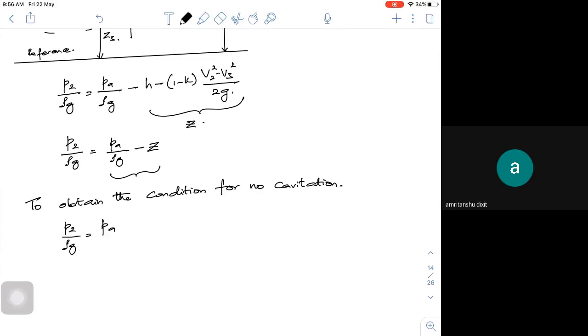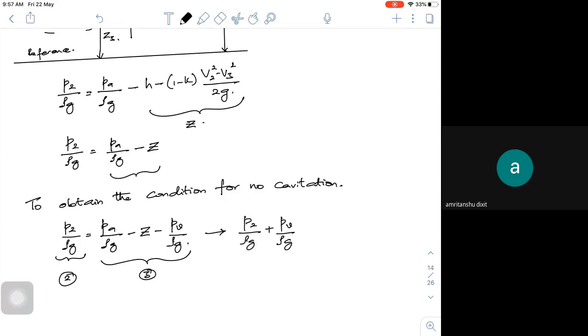this P2 by rho g is as it is, PA by rho g minus Z. I need to ensure that this particular thing is maintained at 3. Only that condition will lead to it. That is, if I try to write it, P2 by rho g plus vapor pressure by rho g is equal to PA by rho g minus this thing.